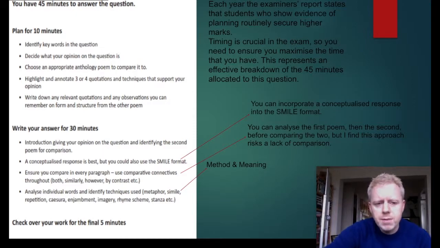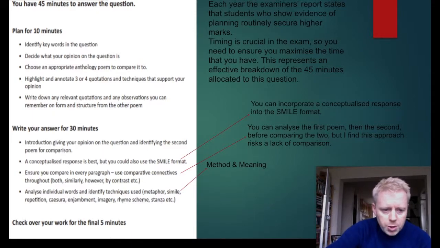You've got 45 minutes for this question, and each year the examiner's report states that students who show evidence of planning routinely secure higher marks. So you must plan your answer. The suggested advice is to spend 10 minutes planning your answer for this question. Then write your answer for 30 minutes before checking over what you've written for the final 5 minutes.